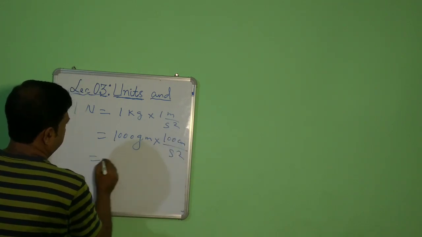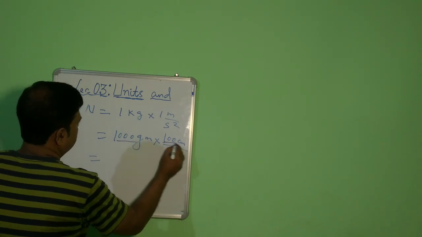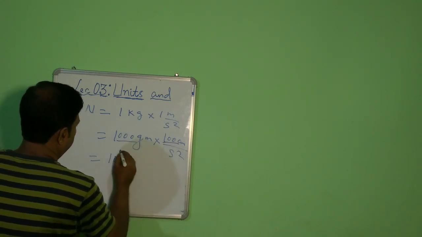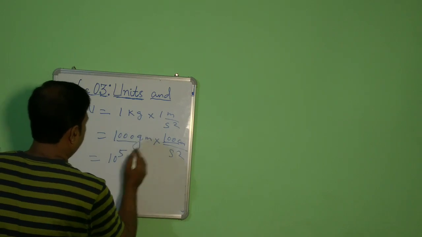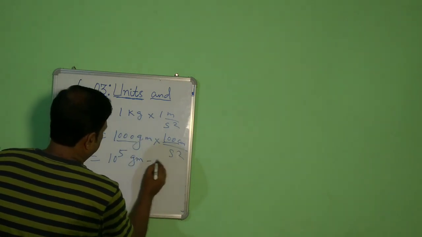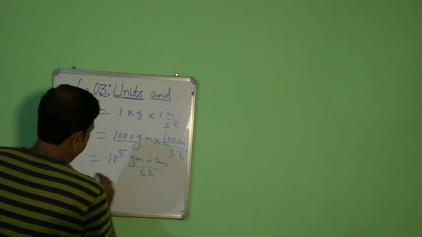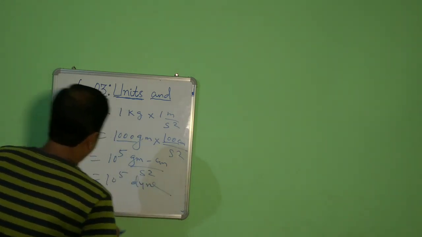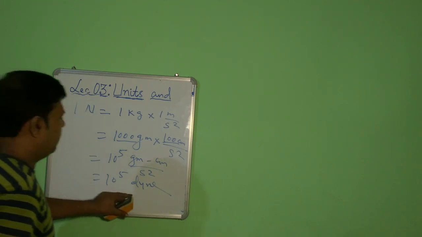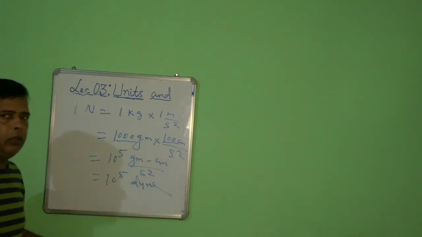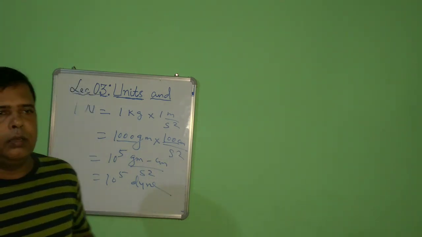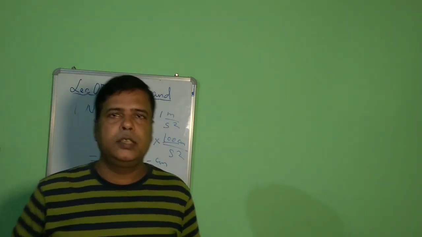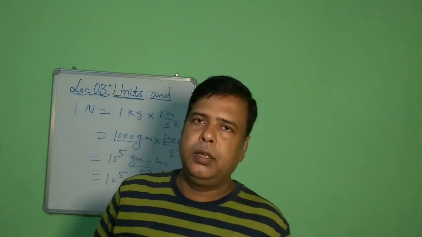This is 10 to the power 3, this is 10 to the power 2. 10 to the power 3 into 10 to the power 2 is 10 to the power 5 gram centimeter per second square, which is equal to 10 to the power 5 dyne. So you should remember that 1 Newton is equal to 10 to the power 5 dyne. This is how the conversion takes place, and by applying dimensional analysis the conversion is also possible. So that's all for this lecture. Have a nice day.